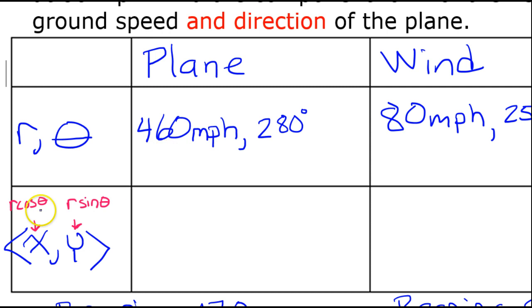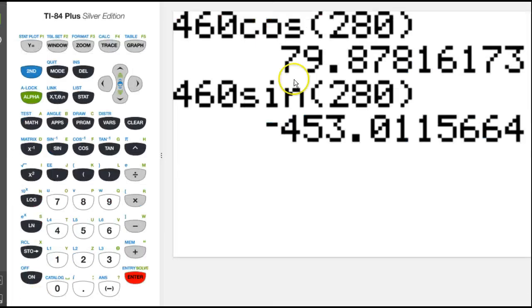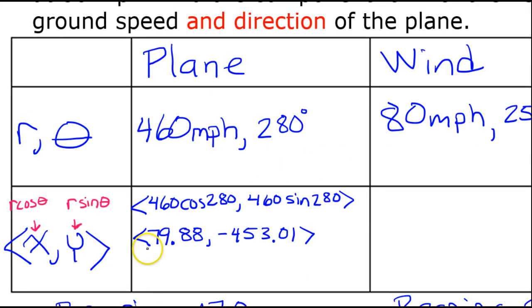So for the plane, if I do r cosine theta, that means 460 cosine 280. If I do r sine theta, that's 460 sine 280. Calculator. So the horizontal component is 79.88 and the vertical component is negative 453.01. And we just record that here on the chart.